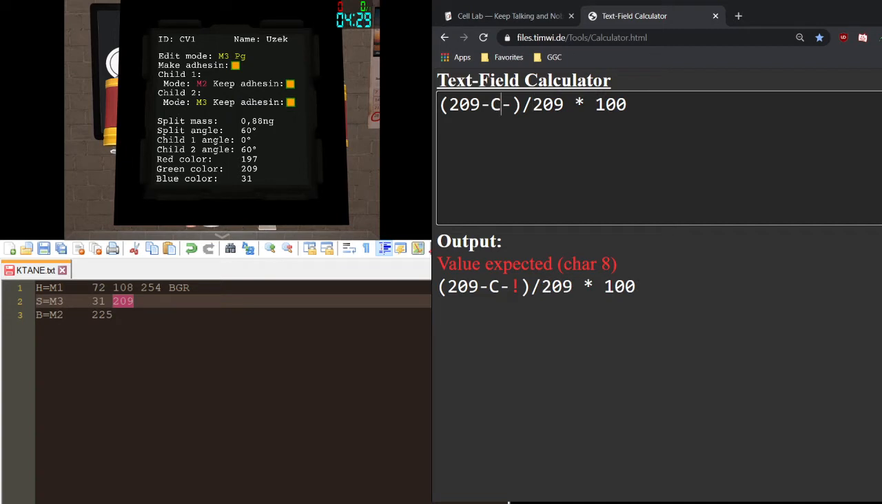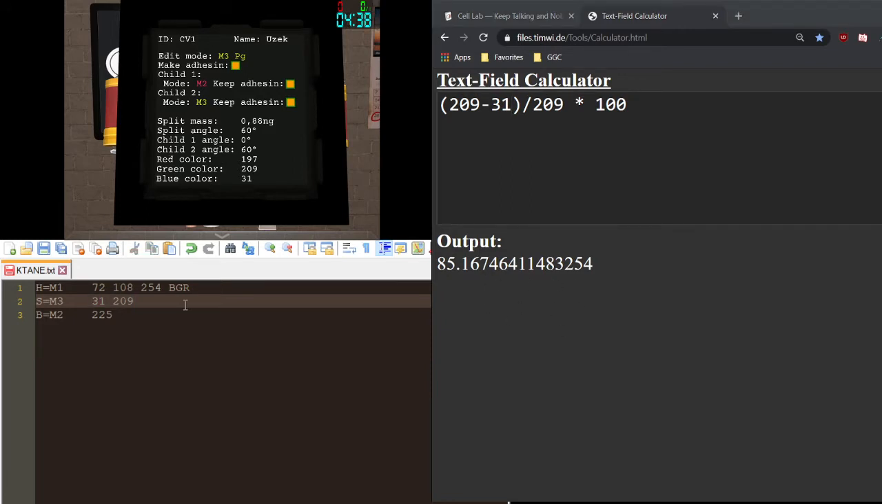C minus is the lowest number, so let's go ahead and plug in our lowest number. We get this number, remove all decimals, and this is the number that corresponds to the saturation.